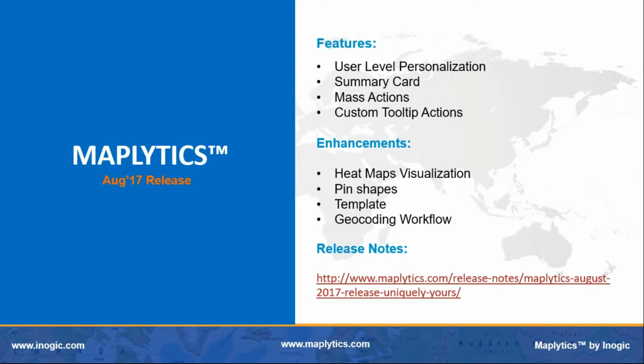The first one is user-level personalization. Now each and every user who is a part of Team Maplytics can define how they are going to interact with the map. The second is summary card. This basically helps the user to extract more information from the map. Now users can get summarized information about any enclosed area on the map screen. The third is mass action.